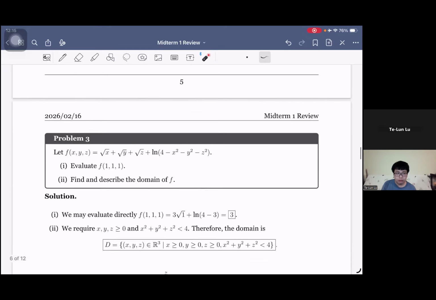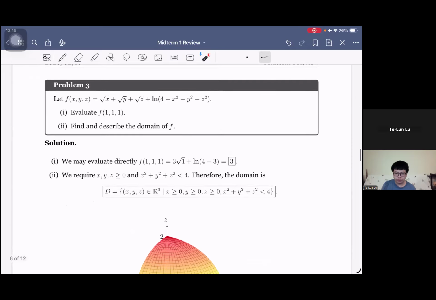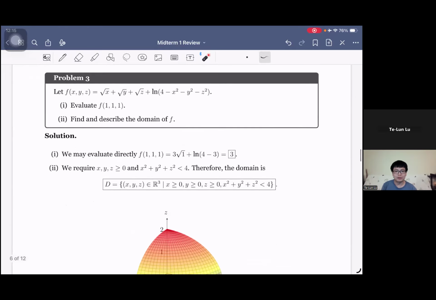Right. Now, okay, so we're done with chapter 12. That is a preparational section, basically. Now we're in chapter 14.